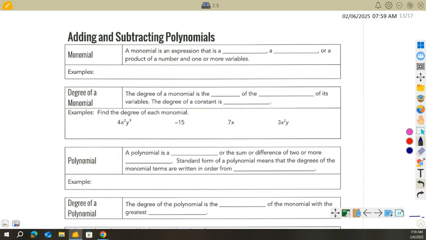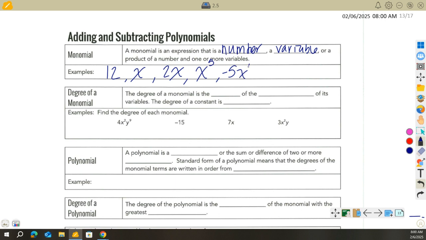So a monomial is an expression that is a number, a variable, or a product of a number and one or more variables. So for example, you could just have the number 12, and that's a monomial. You could have a variable like x, and that would be a monomial. You could have a number times a variable like 2x. You could have your variable be raised to some exponent.